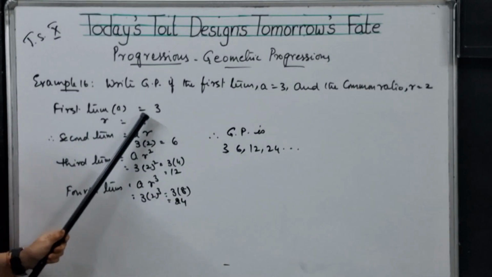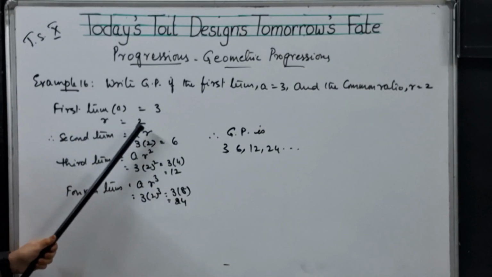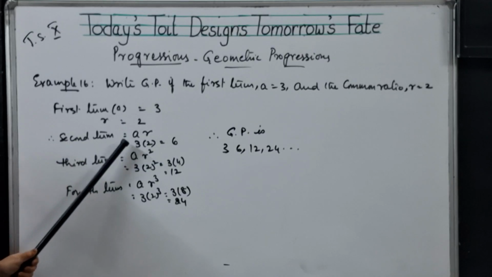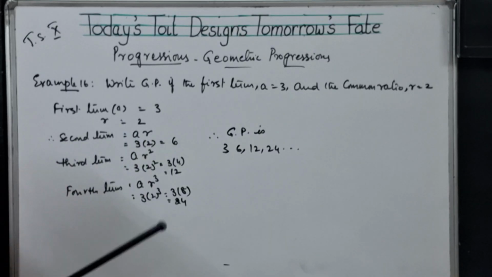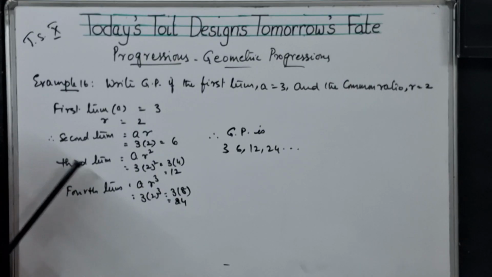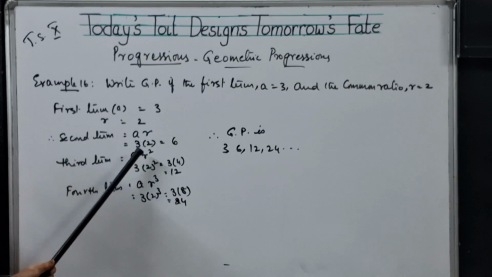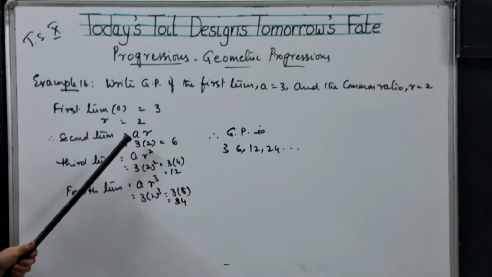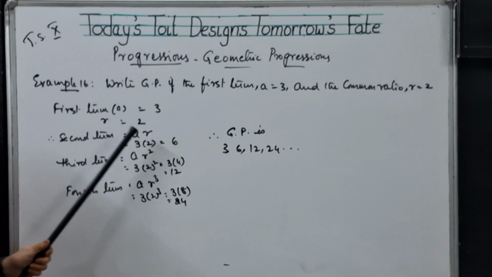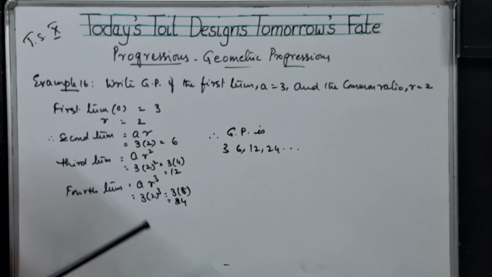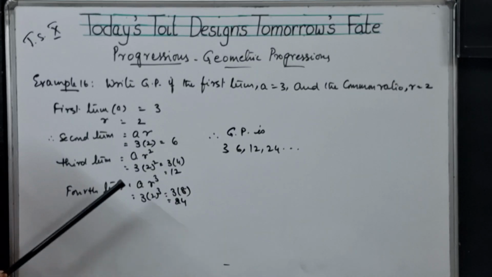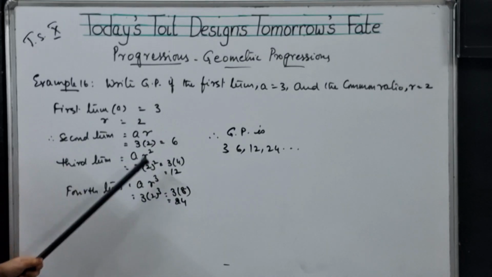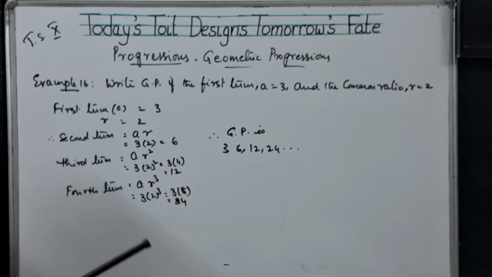So first term A is given as 3, common ratio is 2. So what is the second term? A into R, first term into common ratio, that is 3 into 2, 6. After the second term, the third term is second term into common ratio. I have already explained this, children. First term A, second term AR, third term AR square. AR into R is AR square. So 3 into 2 square, that is 3 4s are 12.